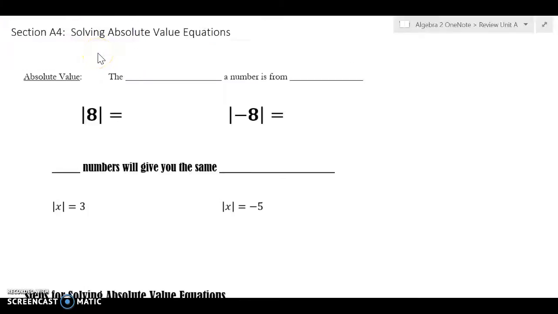All right, so what we're working with today is absolute value. The first thing we need to know is what the absolute value is. The technical definition for the absolute value is the distance a number is from 0, and it's kind of on a number line. The main thing you have to remember is that the absolute value is always positive.